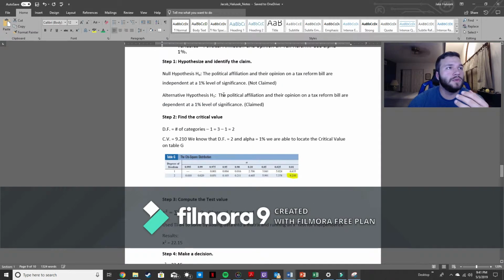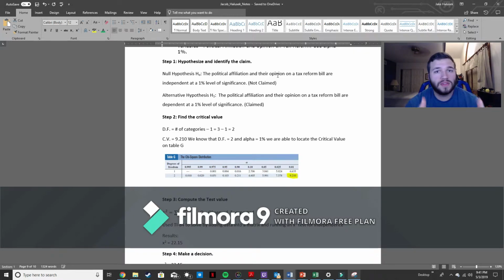So going through, the new null hypothesis will be the political affiliation and their opinion on a tax reform bill are independent at a 1% level of significance. That is still not our claim. Our alternative hypothesis is that the political affiliation and their opinion on a tax reform bill are dependent at a 1% level of significance, and that is what we are claiming.